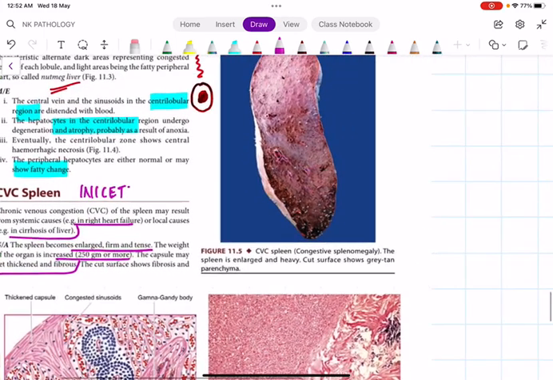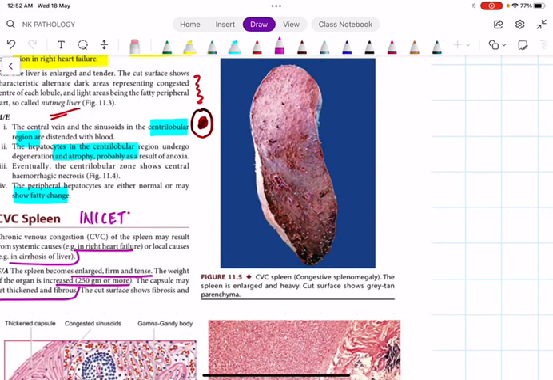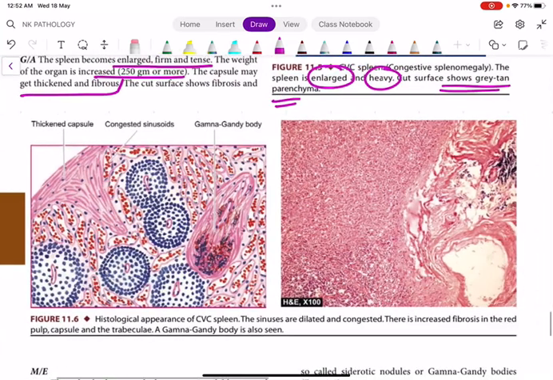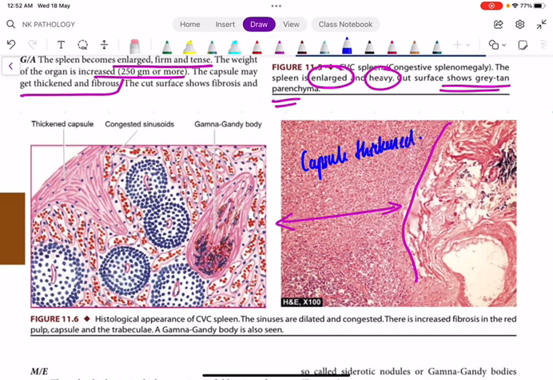On the cut surface you can see that the liver is also enlarged. Similarly here the spleen is also enlarged and heavy. You can see a grey tan parenchyma. See, this is the hand-drawn picture. See this huge big thing, this is nothing else but the capsule. You can see that the capsule is thickened. Enlarged spleen.